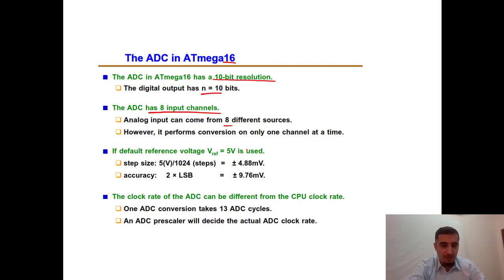If the default reference voltage V reference is equal to 5 volts, then the step size will equal 5 volts over 1024, which is 4.88 millivolts, giving us an accuracy of around 9.76 millivolts. To get a perspective, 4.88 millivolts is equal to 0.00488 volts. This is how small the voltage we are talking about is. It takes around 13 cycles because it's using the successive approximation method.